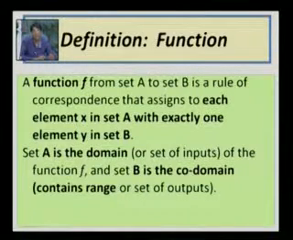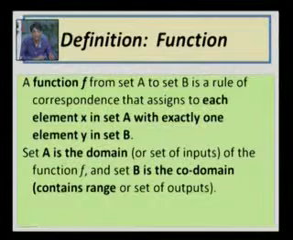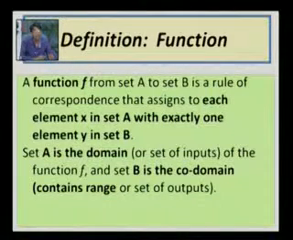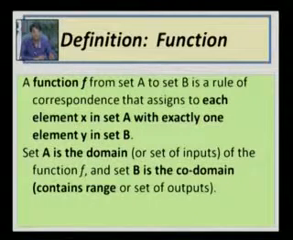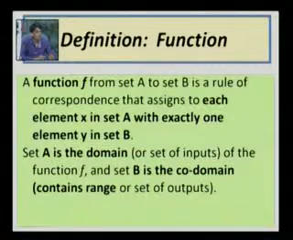That means each and every element of set A relates with a unique element of set B. This kind of relation is known as a function. Here set A is the domain, or the set of inputs, and set B is called the codomain, or the set of outputs, which contains the range of this function. So this is the formal definition of the function.